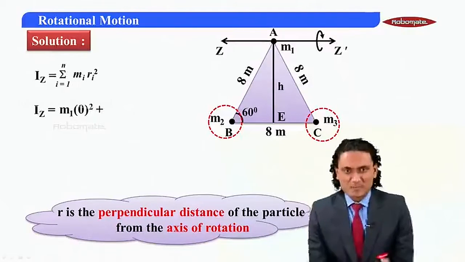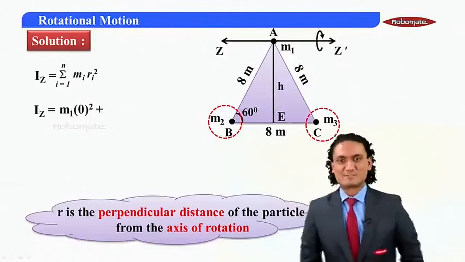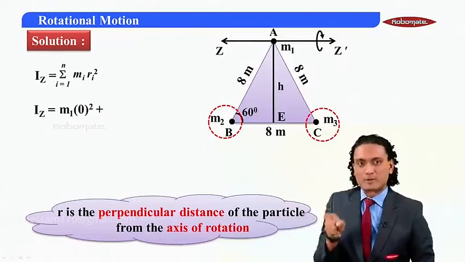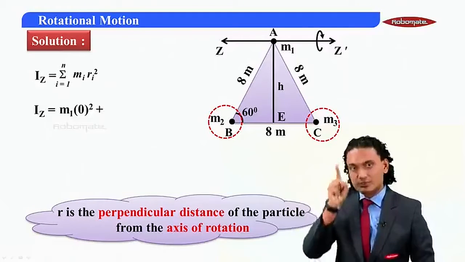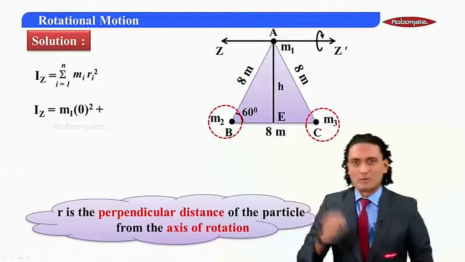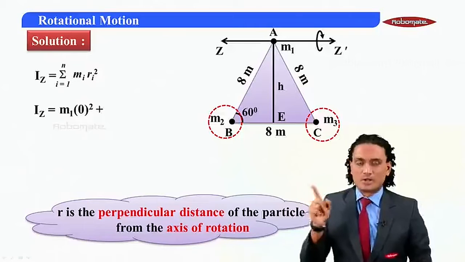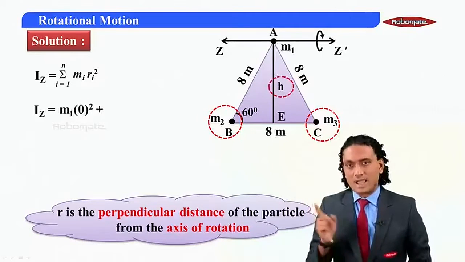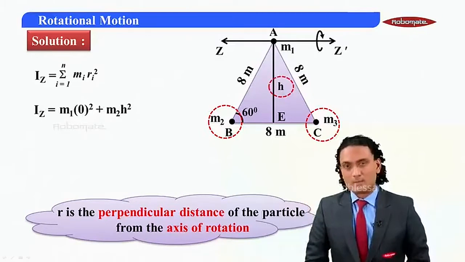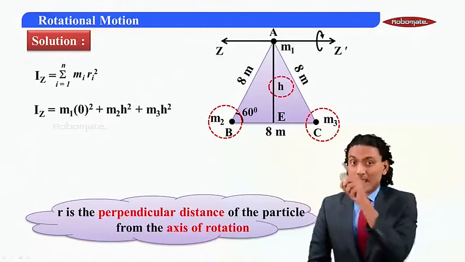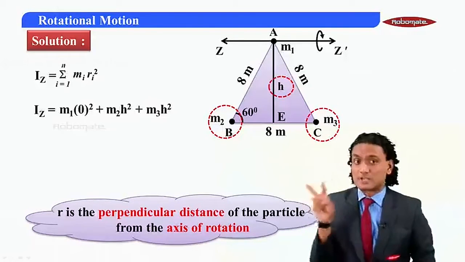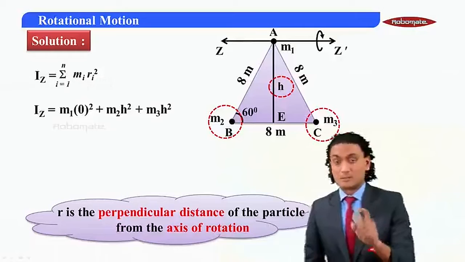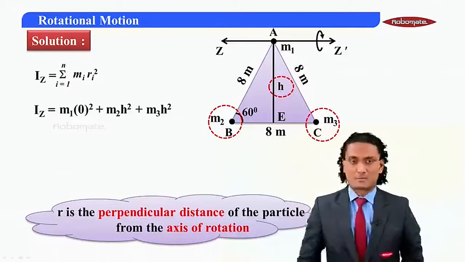AB and AC, are they perpendicular? No, impossible. Okay, so H is perpendicular. So the distance H, that is your perpendicular distance. So now the formula will become Iz is M1 into 0 square plus M2 into H square plus M3 into H square. Why? Because H is the perpendicular distance of these two particles. Alright, so please be very careful students. R is the perpendicular distance.